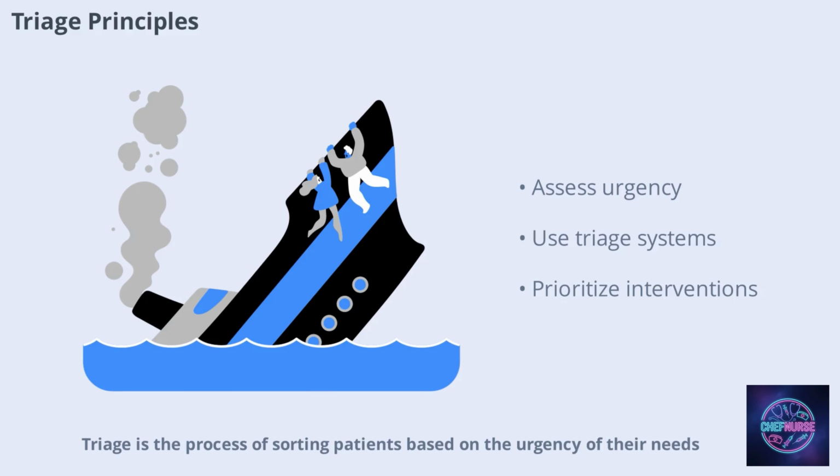Triage is the process of sorting patients based on the urgency of their needs. In emergency situations, nurses must quickly assess and prioritize care. The NCLEX may test your ability to identify which patients require immediate intervention and which can safely wait. We'll discuss common triage systems, such as START and the Emergency Severity Index, and provide tips for rapid assessment.